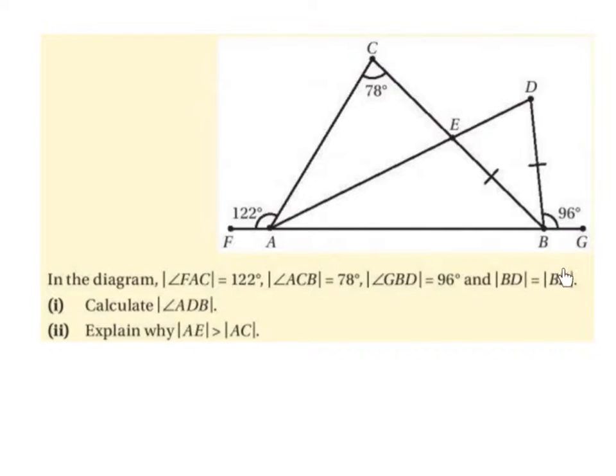BD is equal to BE. Part 1, calculate the angle ADB. So we are trying to find out what angle ADB is equal to, this angle in here. And part 2, explain why the length of AE is greater than the length of AC. So AE, from here to here, we need to explain why this is greater in length than AC, which is from here to here.